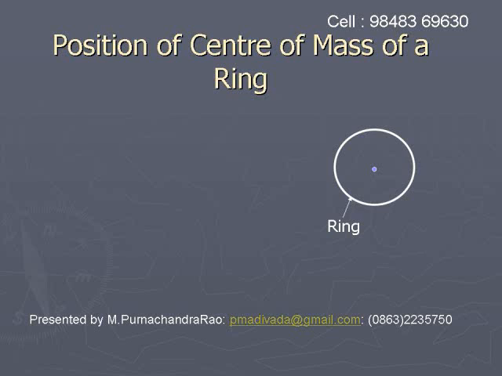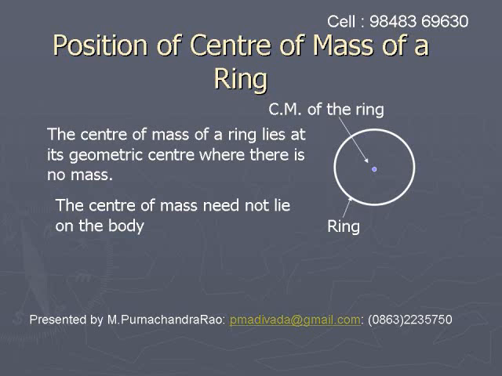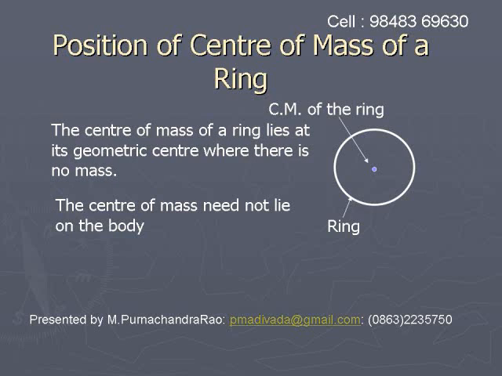Position of center of mass of a ring. If you consider an object like a ring, the center of mass lies at its geometric center. So, the center of mass need not lie on the body. There need not be any mass at the center of mass. So, sometimes the center of mass lies outside the body.